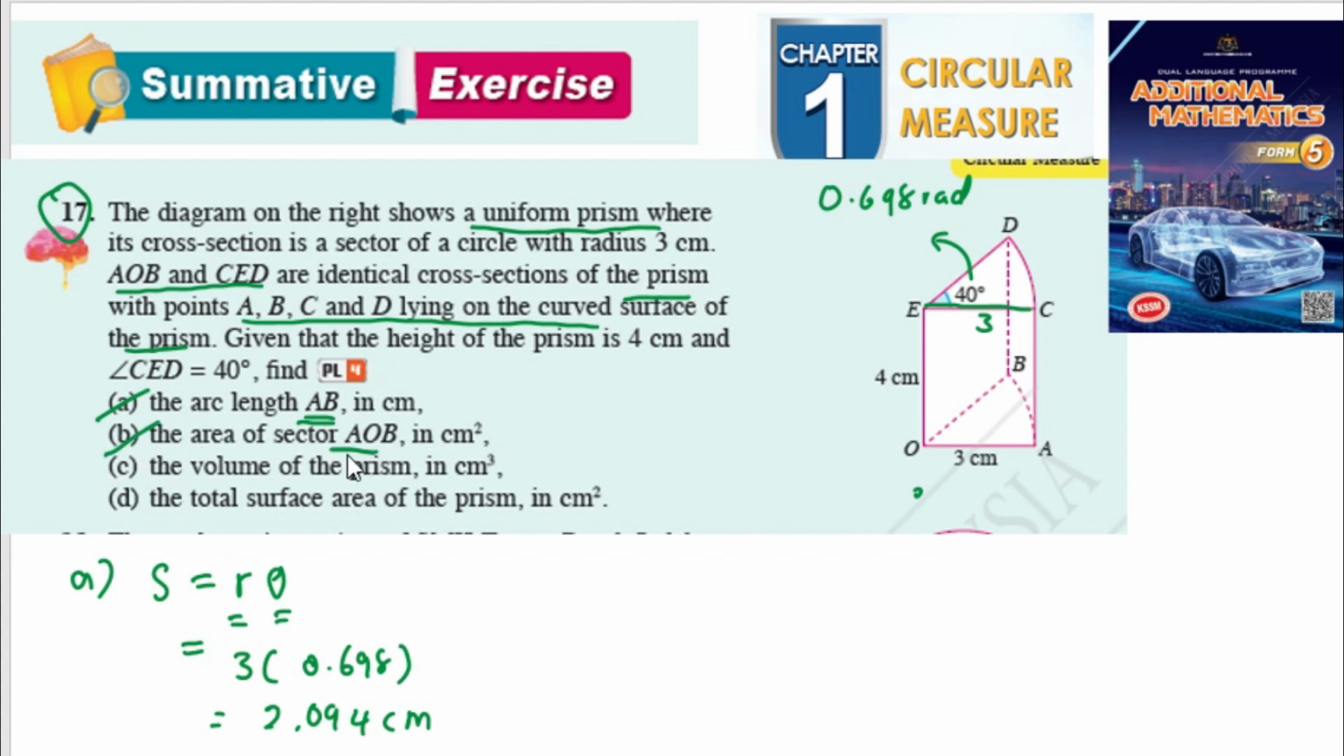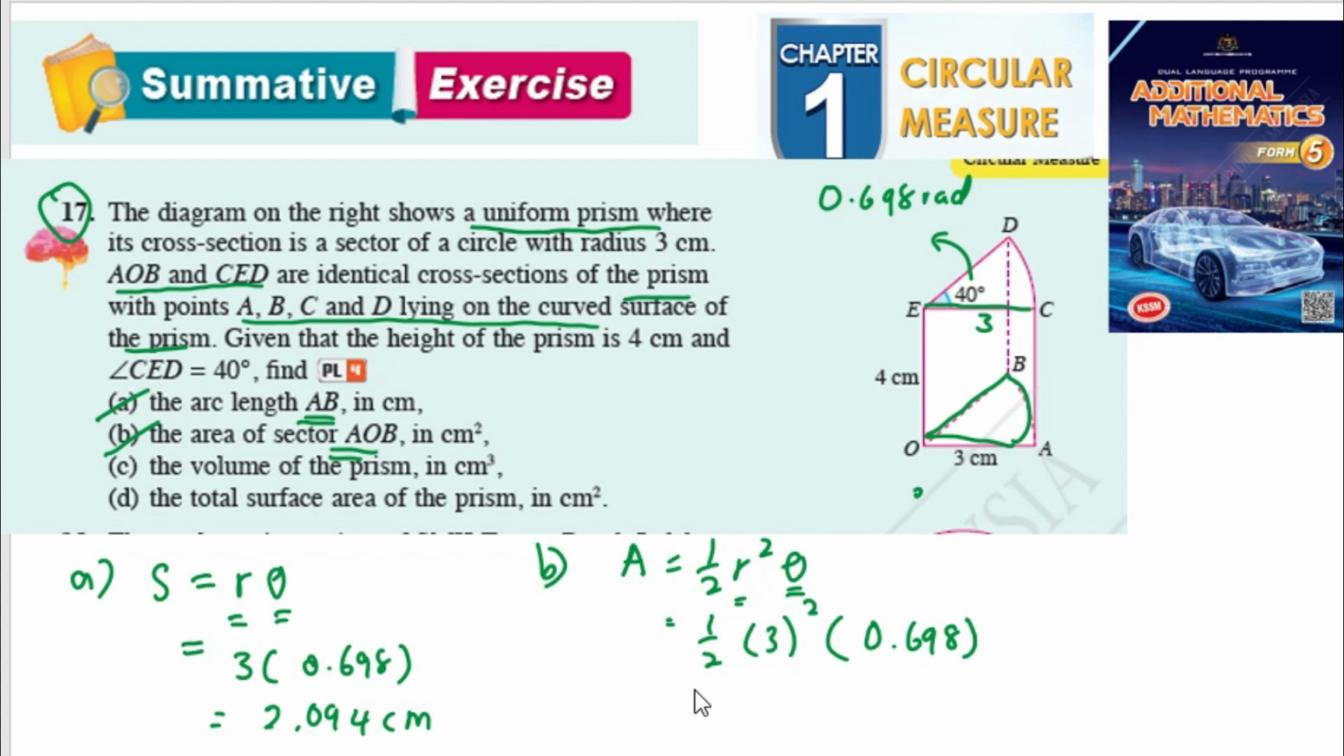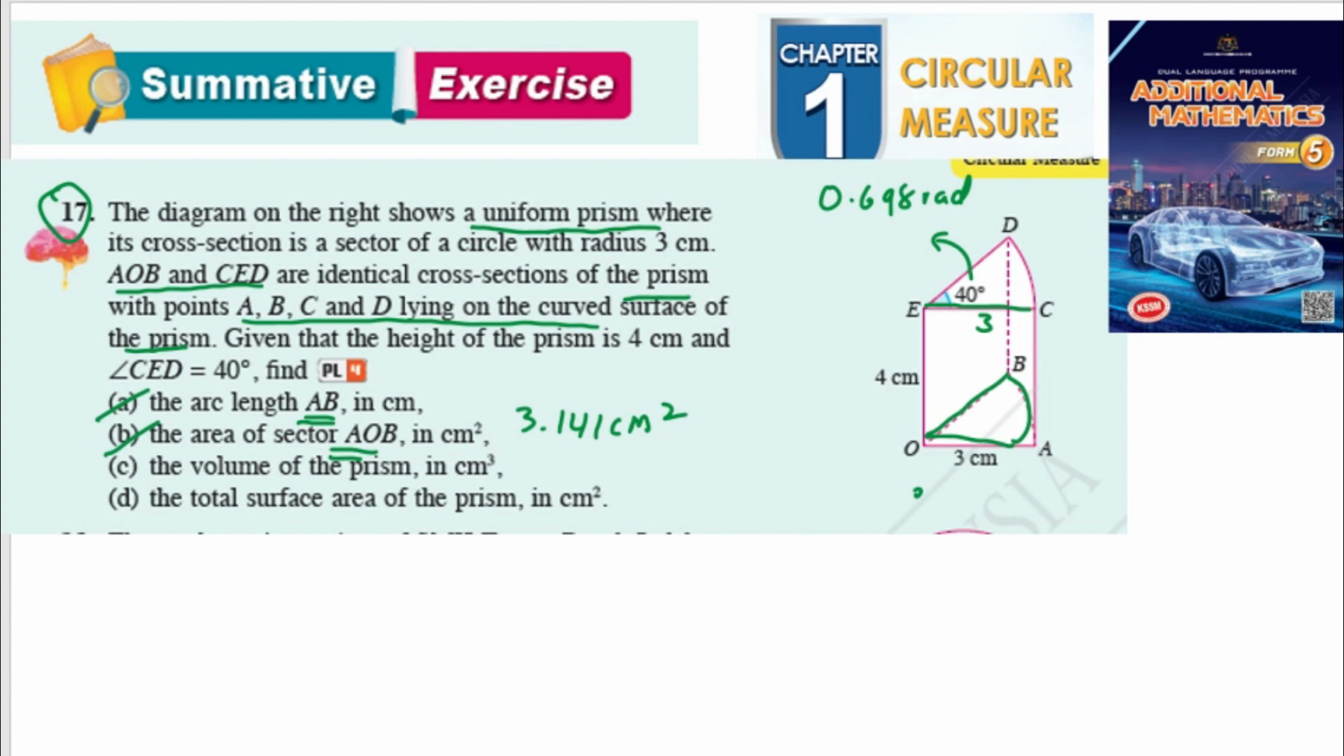Part b, the area of sector AOB in cm squared. Area of sector is equal to half r squared theta, where the radius is in cm and theta is in radian. So we have r is 3, theta is 0.698, because it says AOB here, and we know that this one and this one are identical. So half times 3 squared times 0.698. Here we get 3.141 centimeter squared. And this one is 2.094 cm.